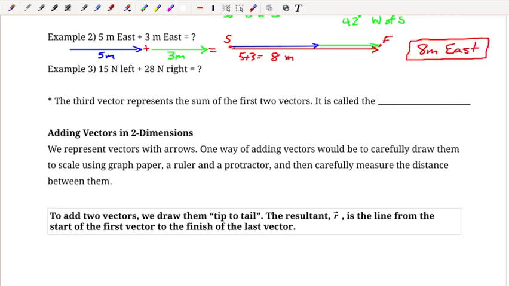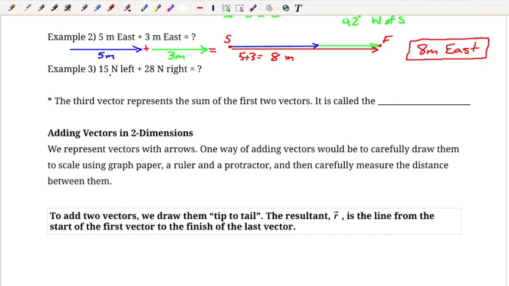So here it is. We draw my 5 meters east, tip to tail with my 3 meters east, and then my resultant vector is going to be from my start to where I finish. And the whole length of that is going to go down the 5 meters, down the 3 meters, so we're going to add them together to get me 8 meters, and the direction from start to finish is still east. So I would be 8 meters east of where I started from.